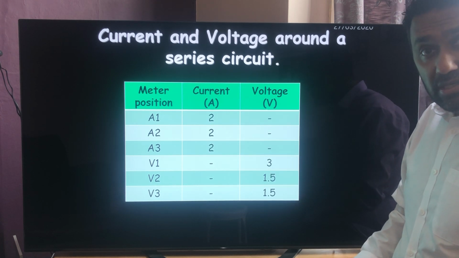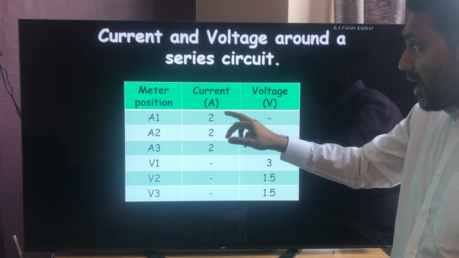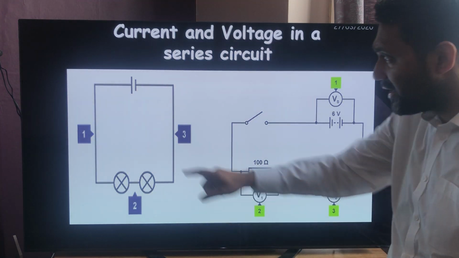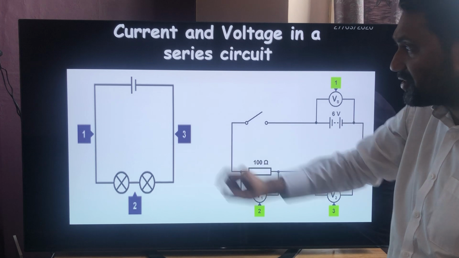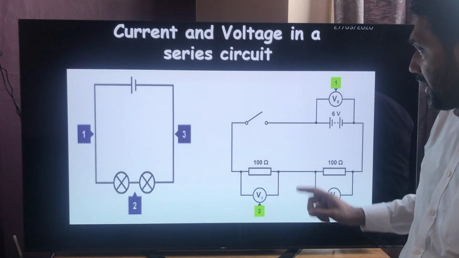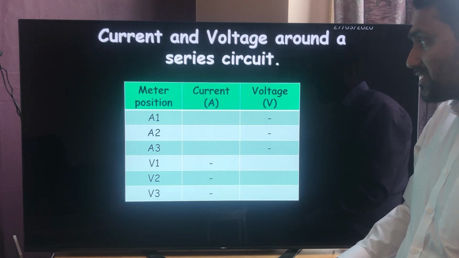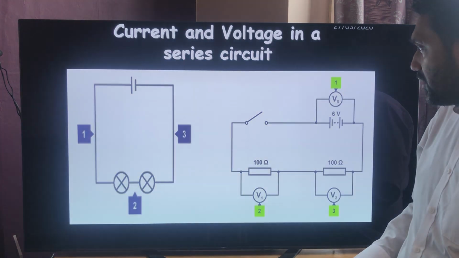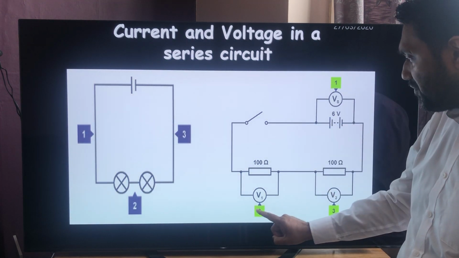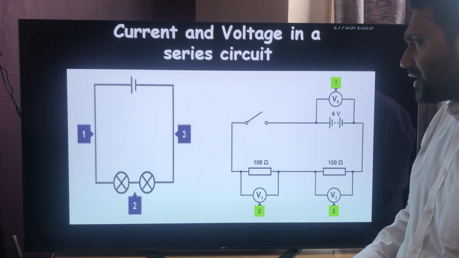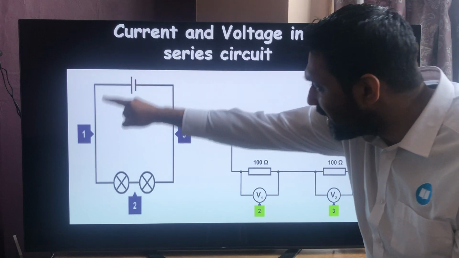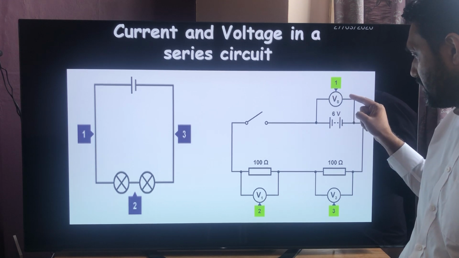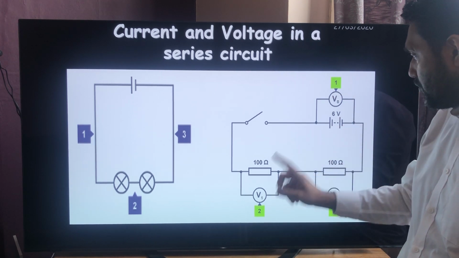So here's some results from a practical that I did. In this circuit, I had 2 amps, 2 amps and 2 amps. So if I go back here, I measured 2 amps there, 2 amps there, and 2 amps there. And on my voltmeter, I've got 3, 1.5, 1.5. So if I go back, I've got 3 there, and I had 1.5 and 1.5. So what can I conclude from that? Well, I can conclude that the current was the same at every single point. And the voltage, I had 3 there. What would I get there and what would I get there? I had 1.5 and 1.5.